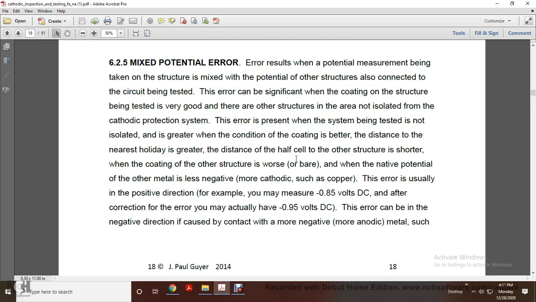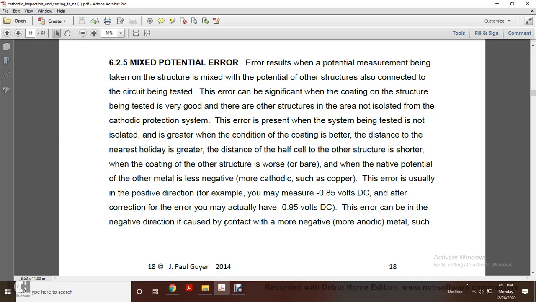When the coating of the other structure is worse or bare, the potential of the other metal is more negative, more cathodic, and in such cases the error is usually in the positive direction. For example, you may measure negative 0.85 volts after correction, when you may actually have negative 0.95 volts DC.